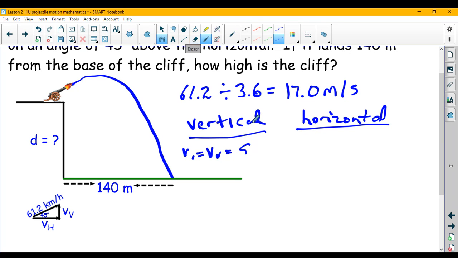Don't forget to use the 17, right? Use your 17, not your 61.2 kilometers. It's really easy to forget and not use your converted. So I got the sine of 45 degrees there. And then I'm going to do the same but horizontally, and you'll notice the horizontal is cozy with the angle, which is why I'm going to use cos.